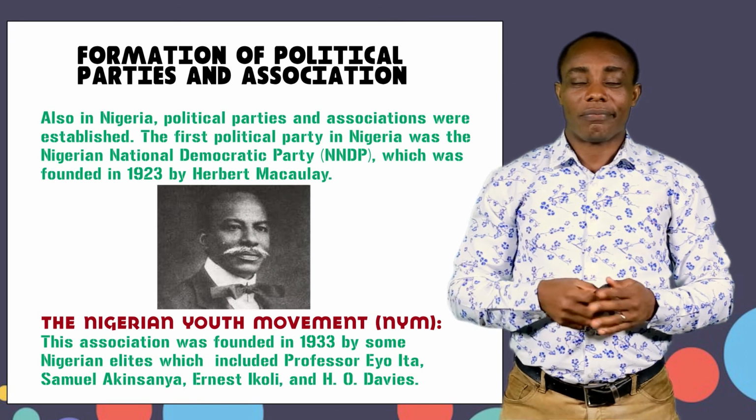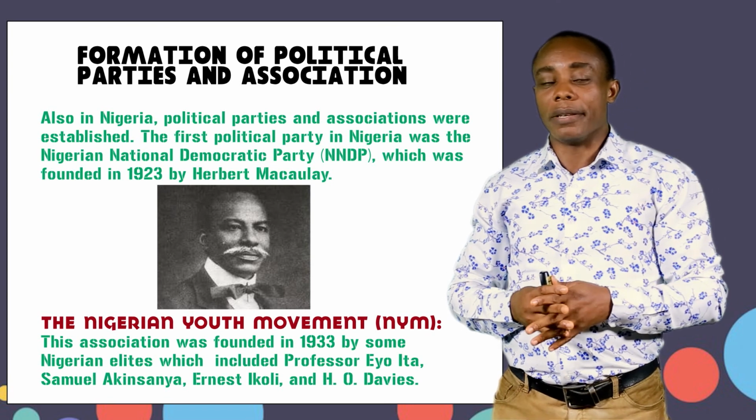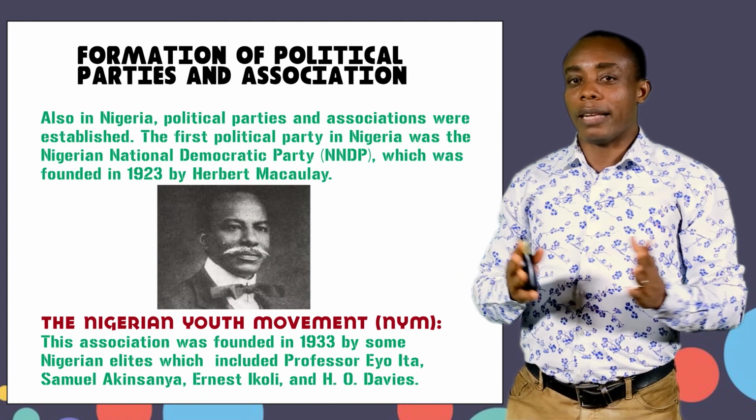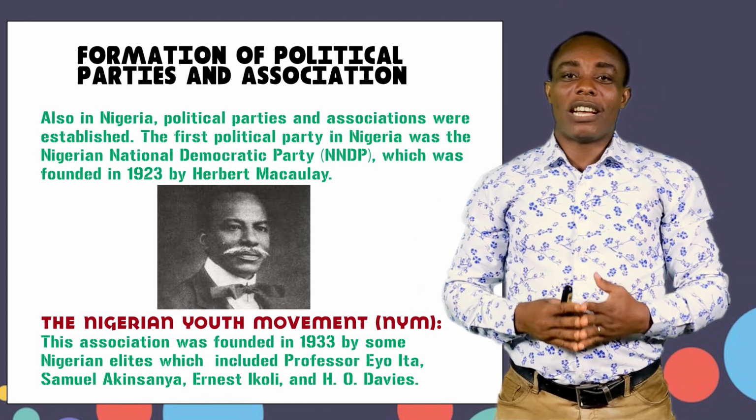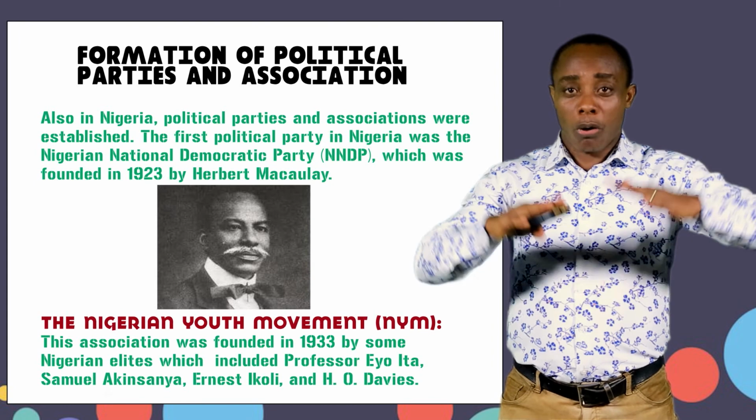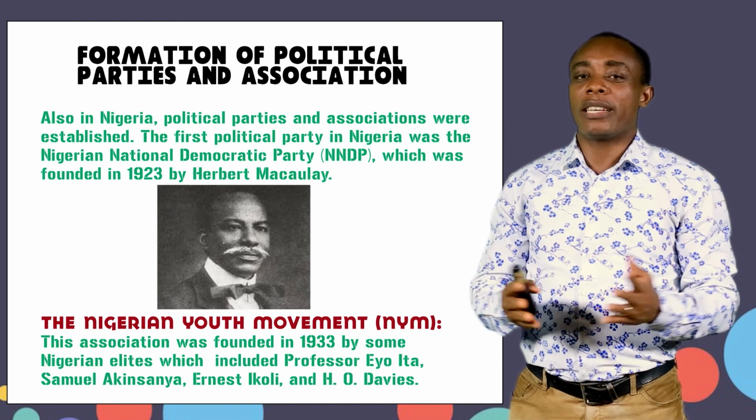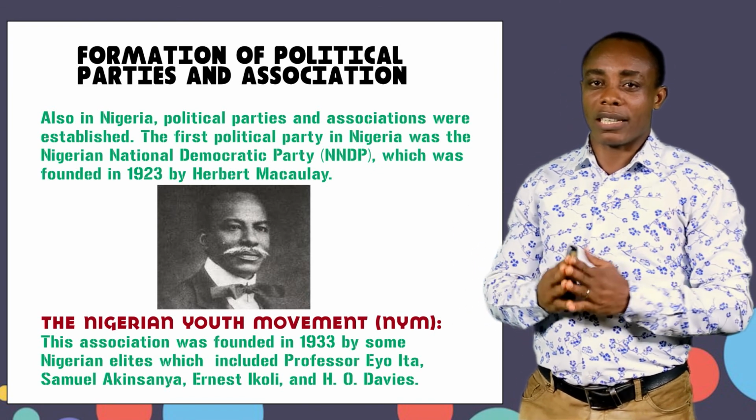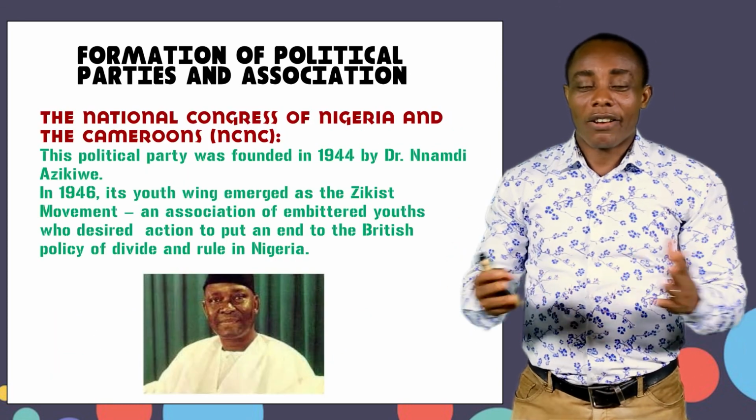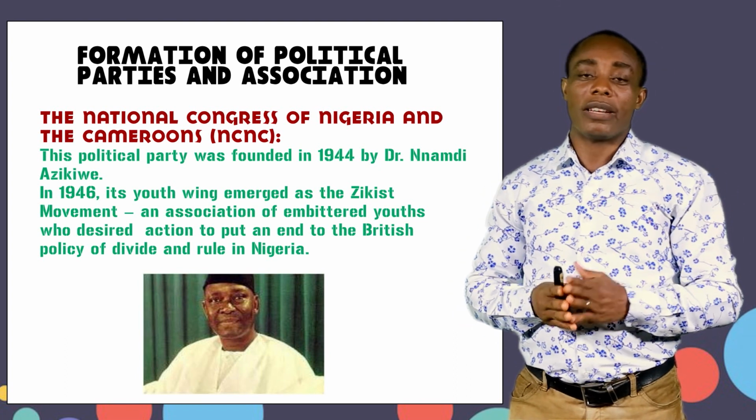Let's talk about Nigeria. In Nigeria, we have already noted that the first political party was the NNDP, that is the Nigerian National Democratic Party, which was established by Herbert Macaulay in 1923. The second political association that was formed in Nigeria was the Nigerian Youth Movement. This body was broader than the NNDP, and it was formed by Nigerian leading educated elites, including Professor Eyo Ita, Samuel Akinsanya, Ernest Ikoli, and H.O. Davis.